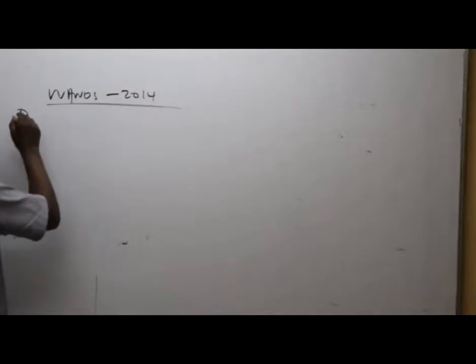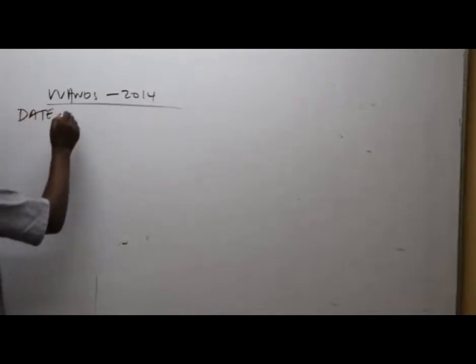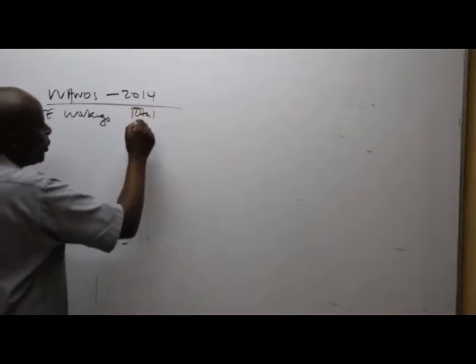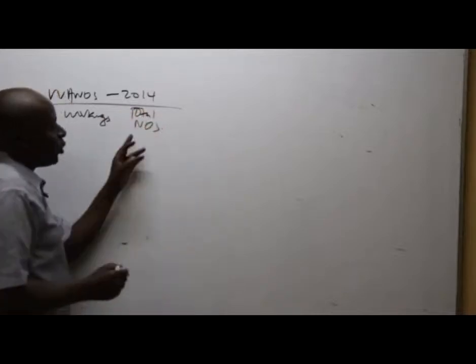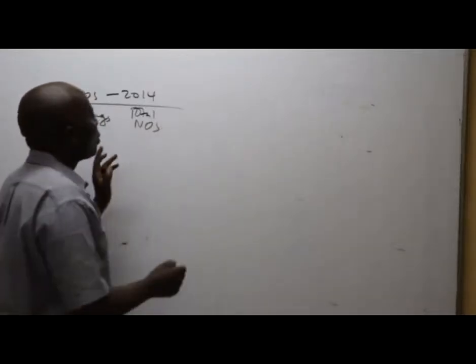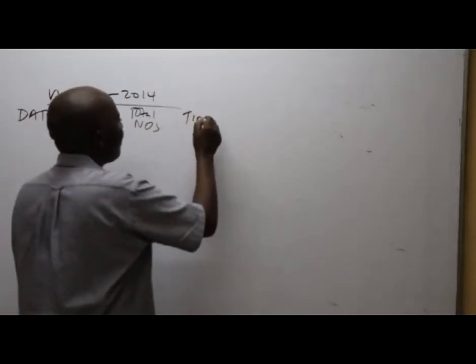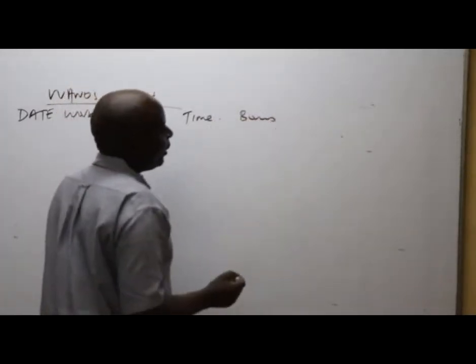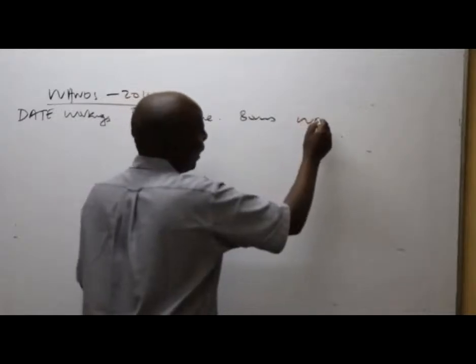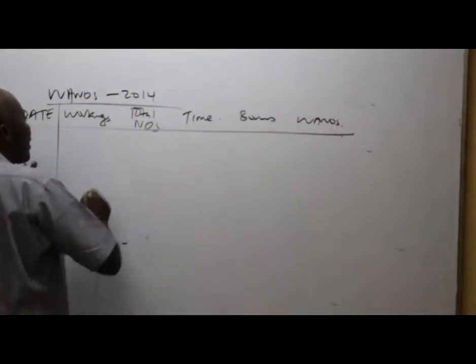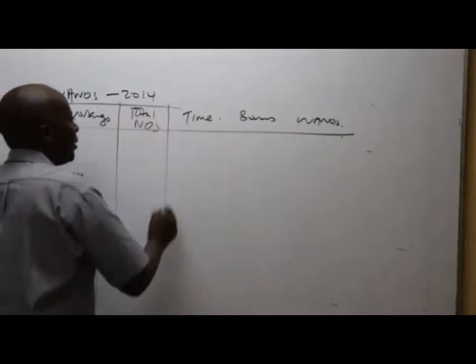So remember, we have the issue of the date, the workings like that. We have the total nos, the cumulative number of shares, right? So we have in this case the time, we have the bonus fraction, and then lastly, we have the one-nos.